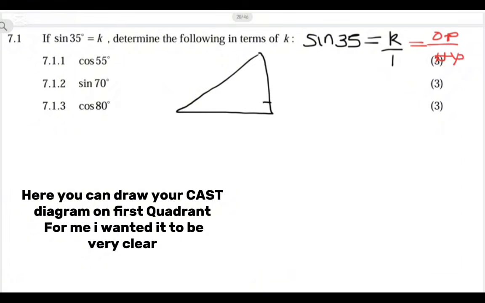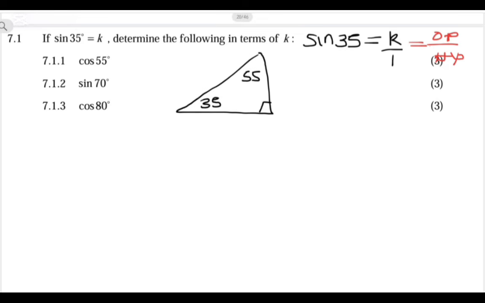And then here we're going to have 35. And then 90 minus 35 is going to give us 55. So it means here is going to be 55. So this one, sine of 35 is k over 1, which means opposite. The opposite of this 35 angle is k. So the opposite is going to be here, and then the hypotenuse is going to be on this side.